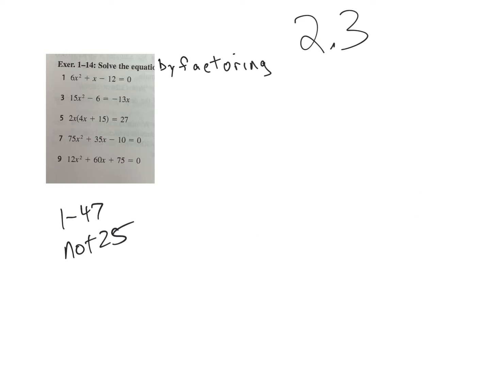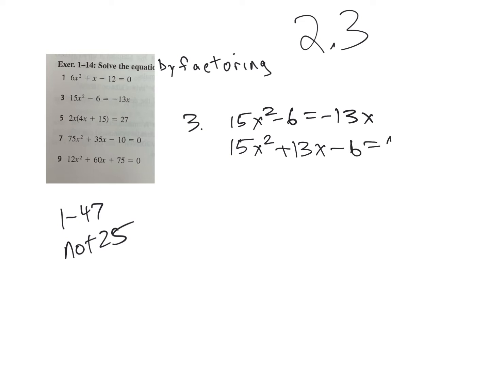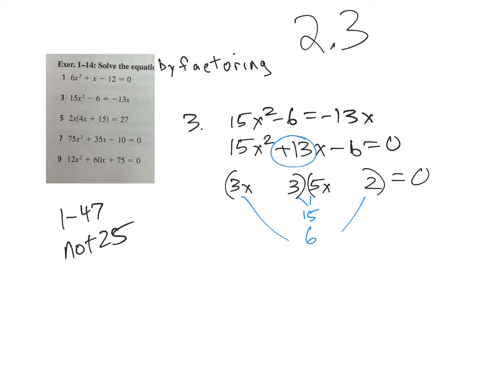All right, number 3. 15x squared minus 6 equals negative 13x. So put everything on one side. 15x squared plus 13x minus 6. All right, so again, I'm doing this just right off the bat, just like you. I'm just trying the same things I tell you. I'm going to use 3 and 2 here. And so the middle here is 15. The outside is 6. That isn't going to give me a positive 13.